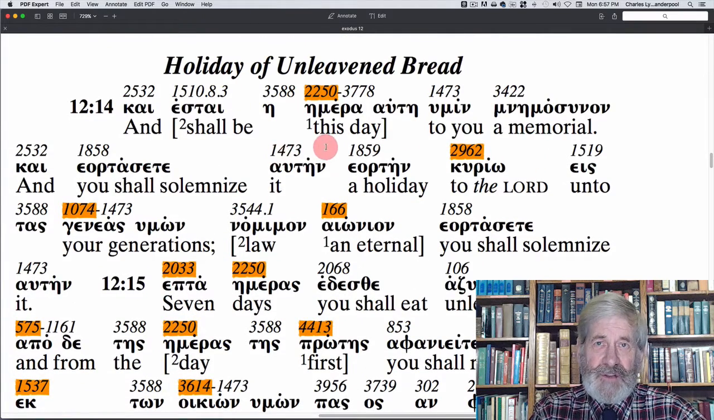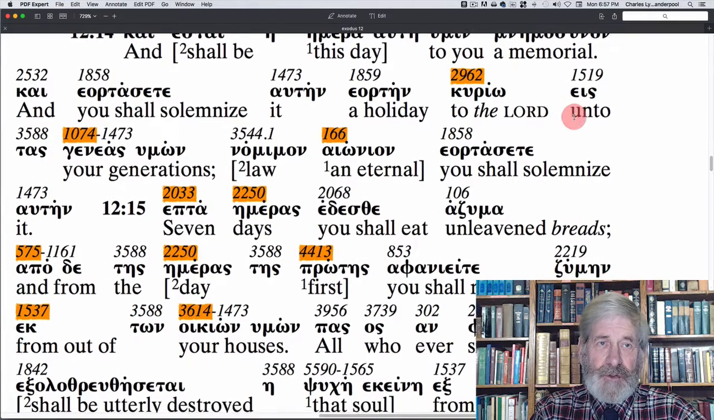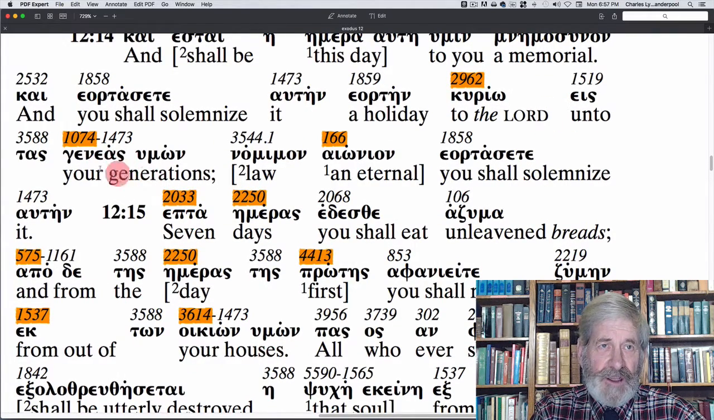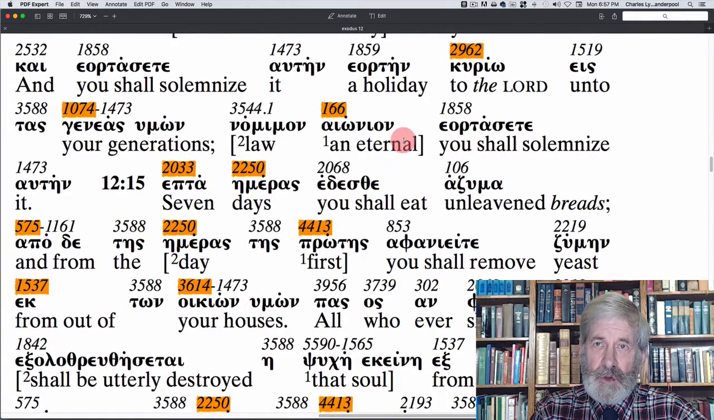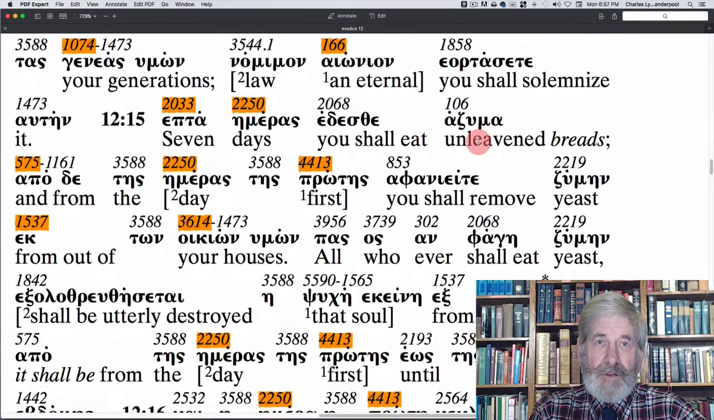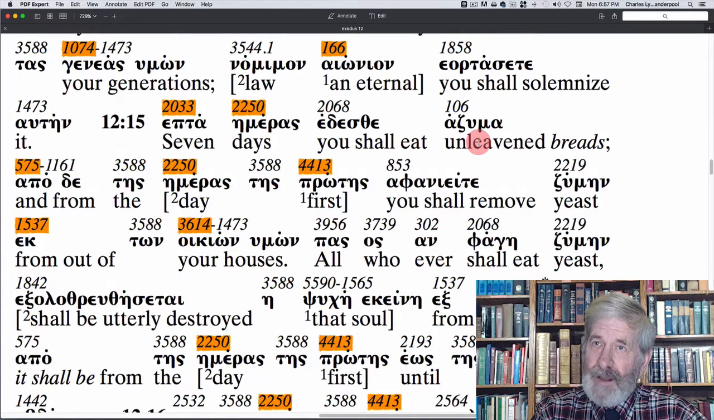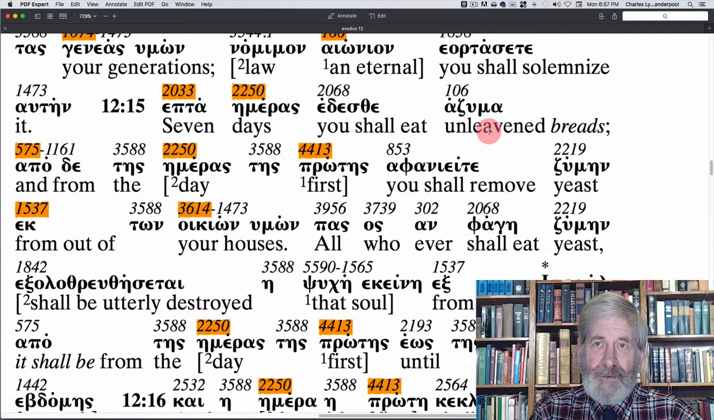Now it says, and this day shall be to you a memorial, and you shall solemnize it a holiday to the Lord unto your generations. Genias, genia, generations, transliteration. An eternal law, aeonion, you shall solemnize it. 7 days you shall eat unleavened bread. So now this is the day of the Passover, and then they had the sacrifice of the lamb. And then after that, 7 days you shall eat azima, unleavened bread.